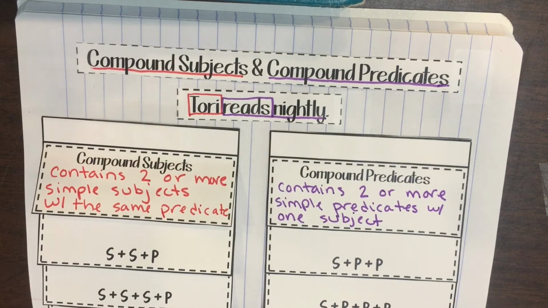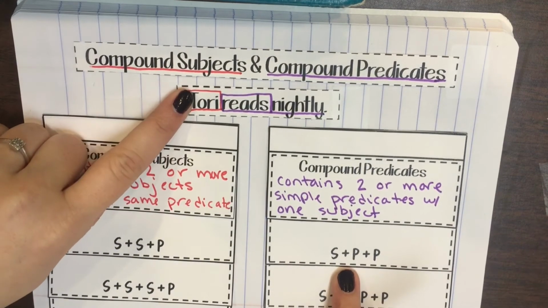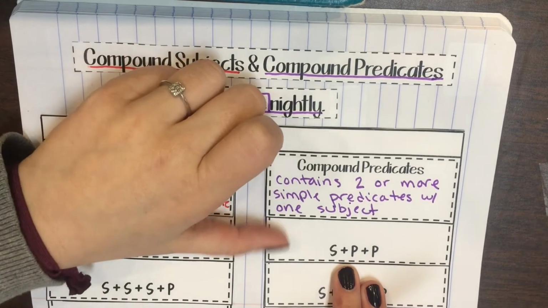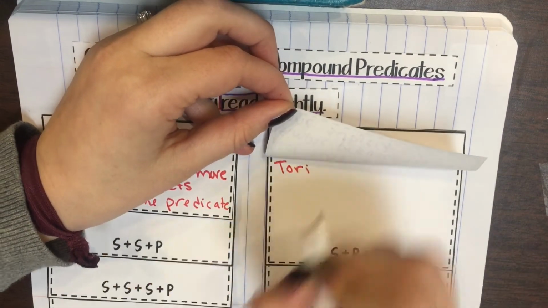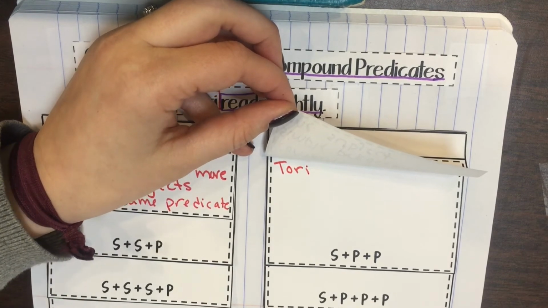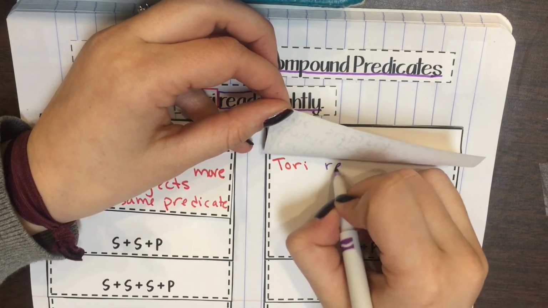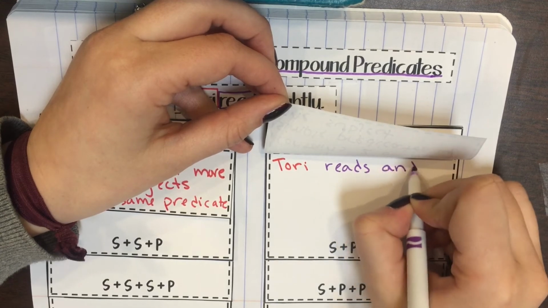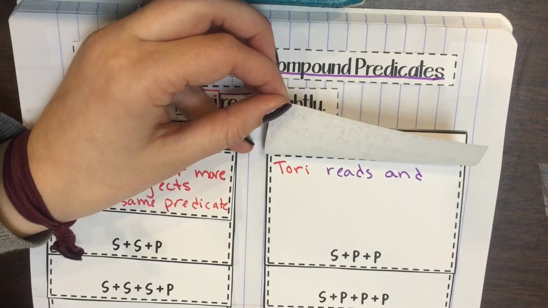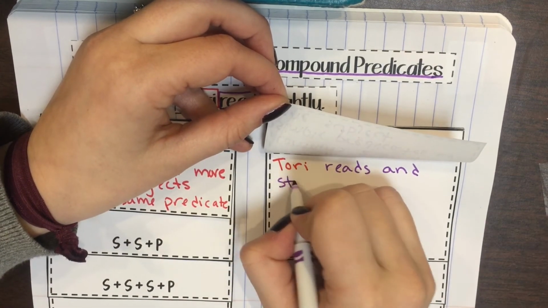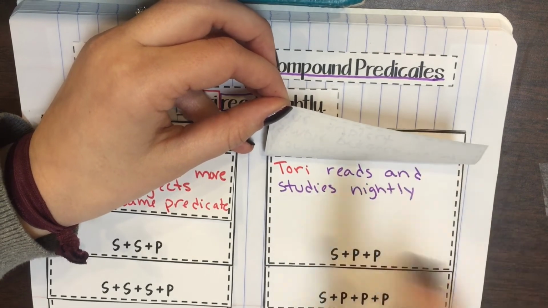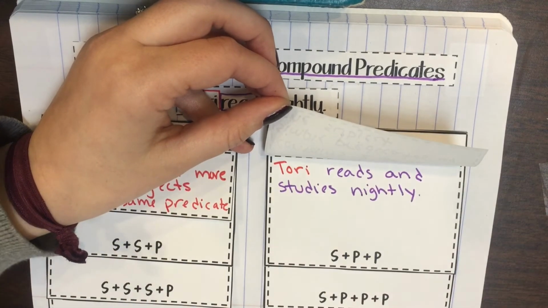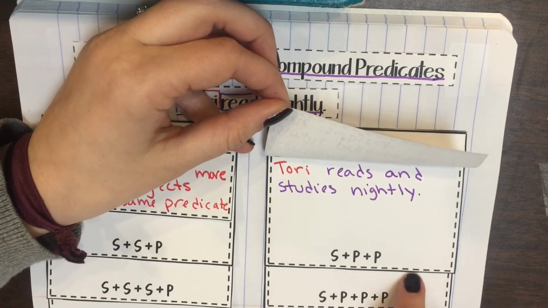We are just going to give Tori more things to be doing. So right now in our example sentence, she reads nightly. Now we need to give her something else to do. So Tori in red because she is our subject, and then switching to purple. Tori reads. And what else could Tori do? Study. Tori studies. So we can see 2 different things that she's doing. Compound predicate. Now we want to give her 3 things to do.